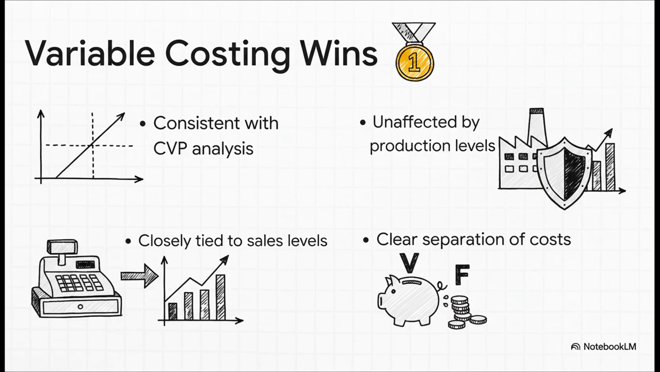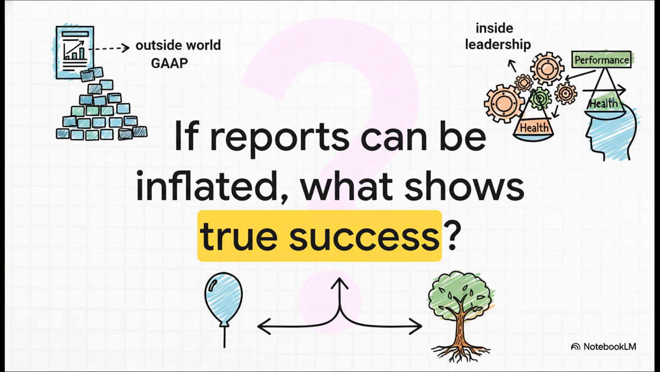It also fits perfectly with cost-volume-profit analysis, a foundational tool for planning. Essentially, profit moves in lockstep with sales, which is what you'd intuitively expect. And finally, the income statement format itself, by separating fixed and variable costs, provides much clearer data for planning and analysis. So this brings us to our final and I think most critical takeaway.